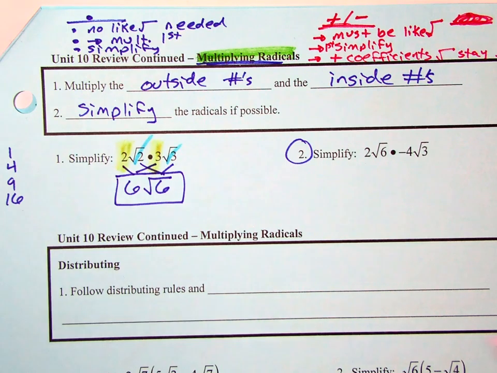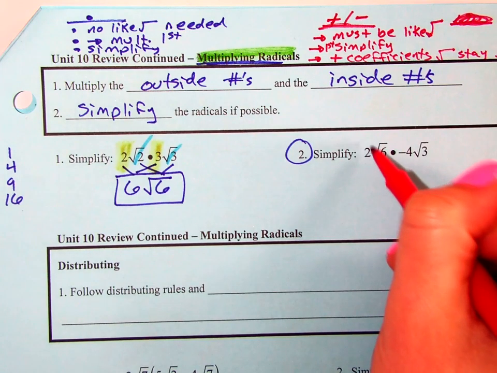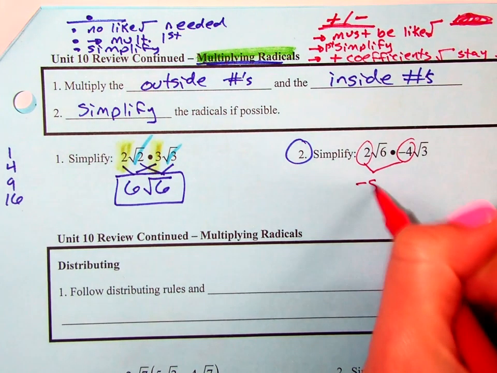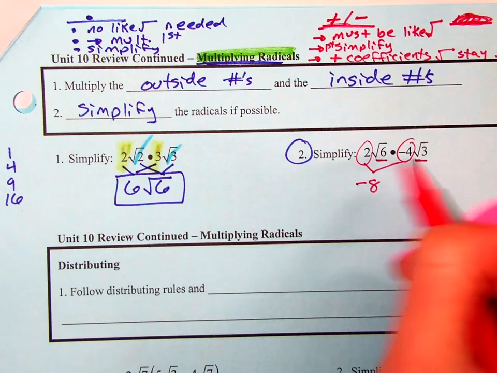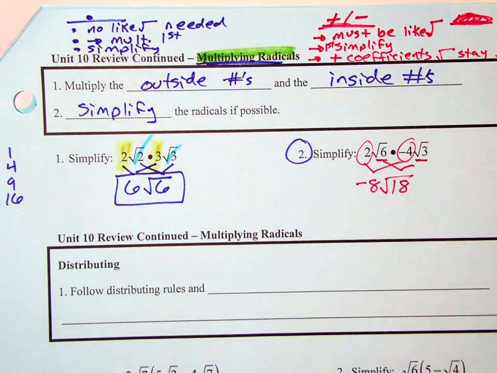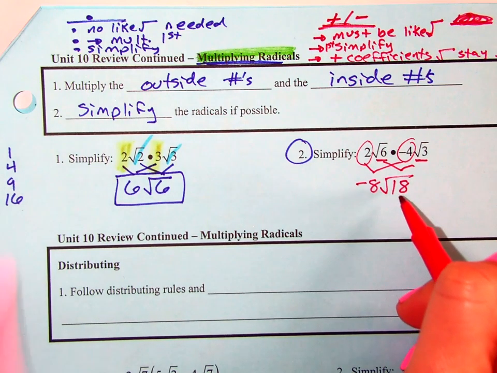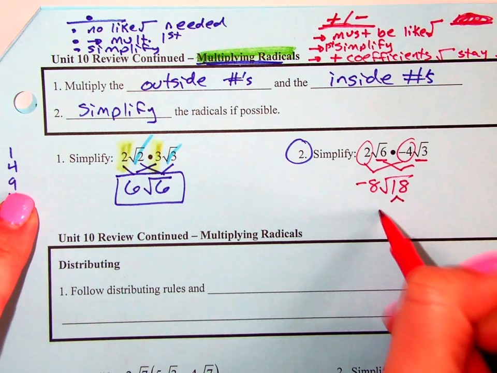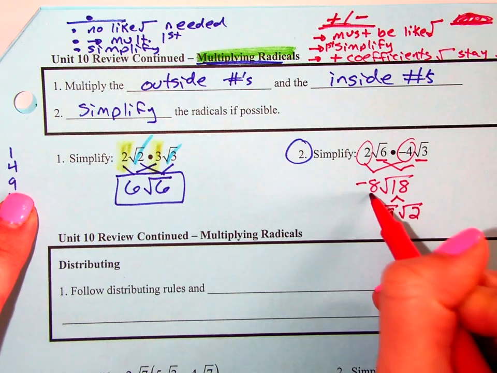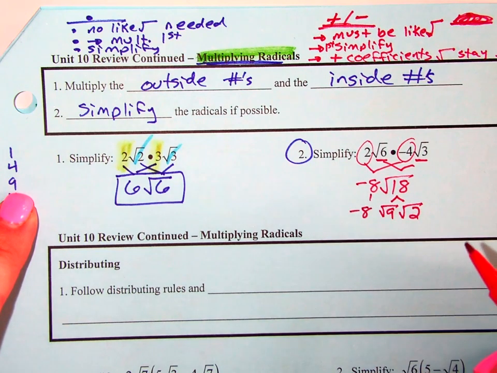All right, so first thing you should do is multiply the outside. So 2 times -4 would give me -8. Then you should have multiplied your inside numbers. 6 times 3 gives me square root of 18. But this time we're not done, because there is a perfect square that goes into 18, and it is 9. So we'd break this up into square root 9 times square root 2. 9 goes into 18 twice. Don't forget to bring your -8 down out front.